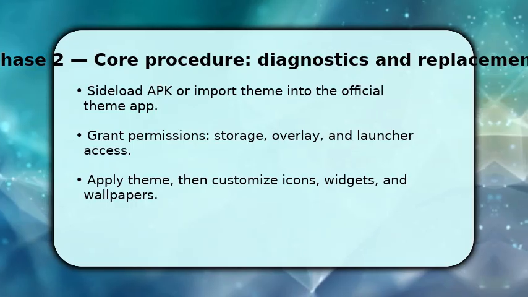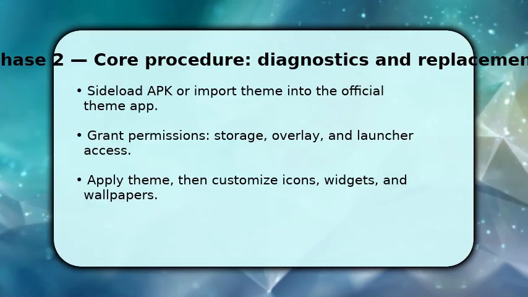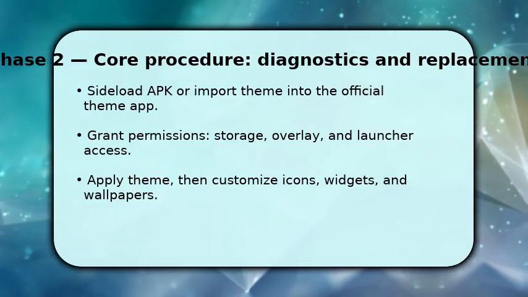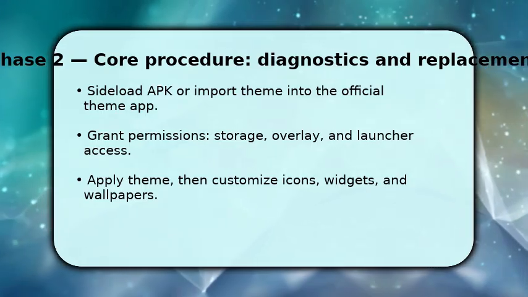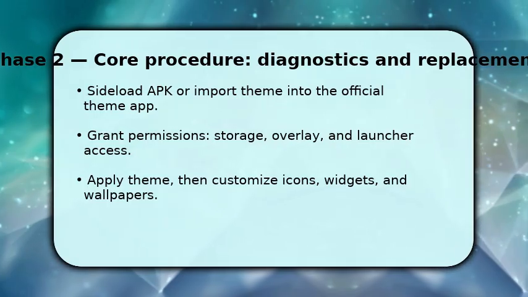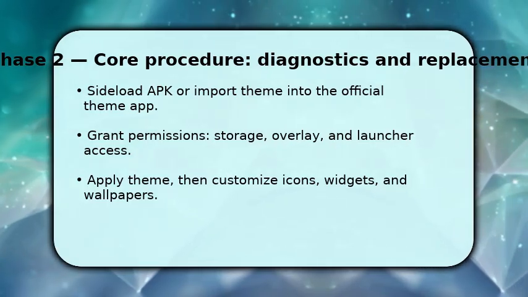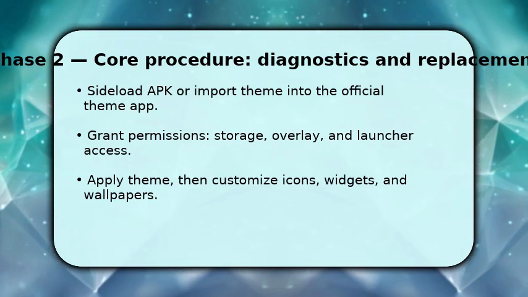Once installed, grant necessary permissions: storage, display overlay, and launcher access, so the theme can replace icons and widgets. Then apply the theme and use the customization menu to tweak icons, font sizes, and widgets. You can restore individual elements without changing the whole look. Make sure to test both home and lock screens to confirm full coverage.